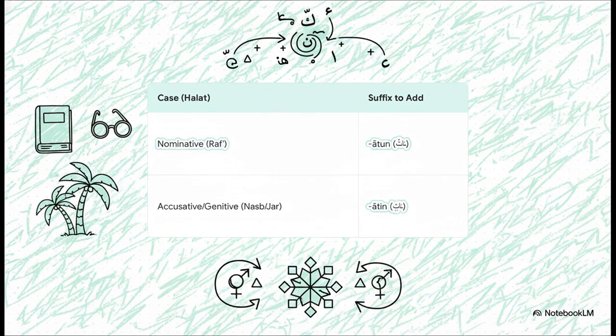And now for the feminine plurals. The logic is exactly the same, it's just the sounds that change. So a feminine singular noun like muslimatun will get the ending atun in the rafa case, making it muslimatun. And for the nasb or jar cases, it gets atin. See? The system is totally consistent.